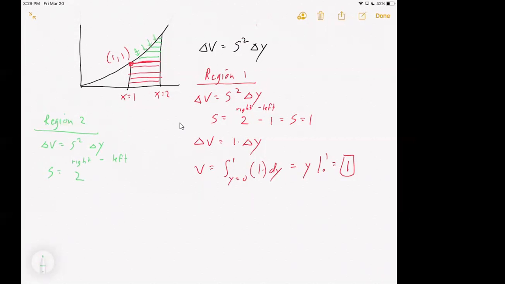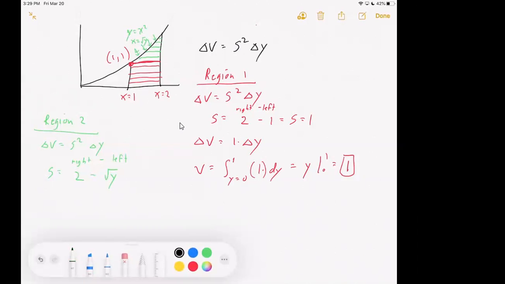into the curve. Now, because we're working with delta y, we need to rewrite this curve, which was y equals x squared, we need to rewrite it as x equals the square root of y. So if we turn that around, we'll have minus the square root of y for the left side. Now let's just double check that this works.